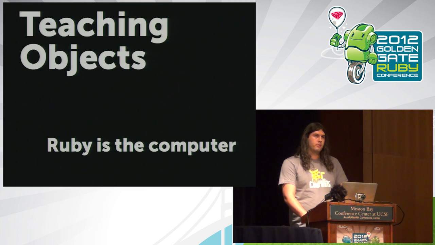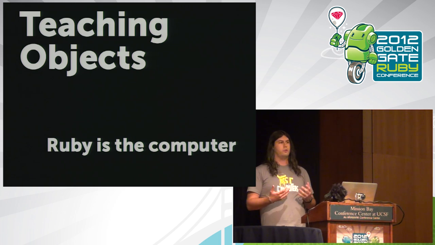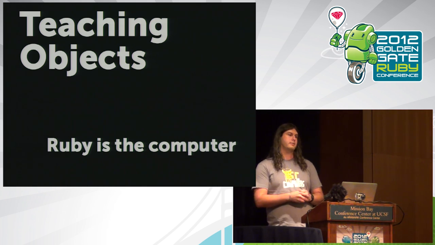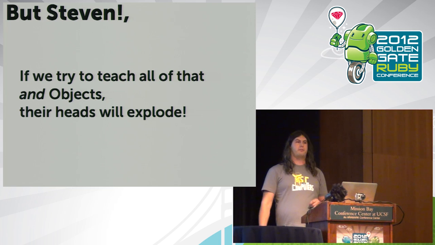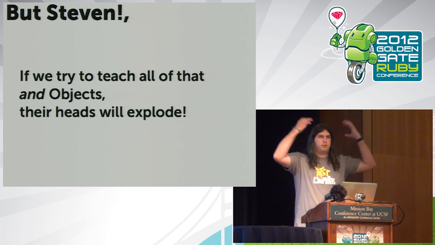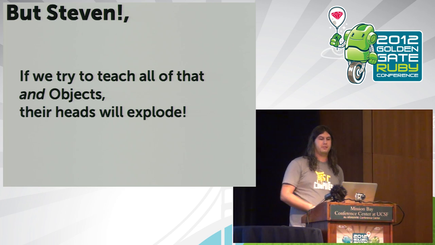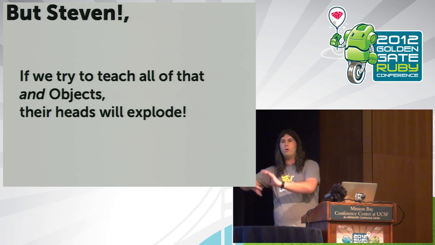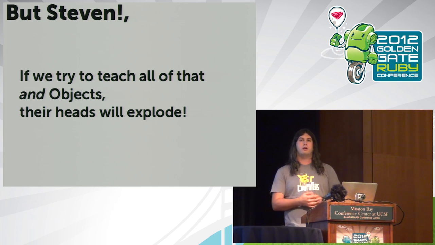Instead, let's teach objects. Let's let Ruby be the computer. Let's treat objects as the lowest level concept that we ever talk about with our students and see where that takes us. But Stephen, if we try to teach objects and all of that other stuff that I already whirlwinded past you, everyone's head would explode. Well, yeah, it would, but their head was going to explode anyway with all that stuff I just showed you. So instead, what I want to do is teach objects and only introduce that other stuff that we started with when it actually matters towards furthering our goals, seeing what else Ruby has to offer.